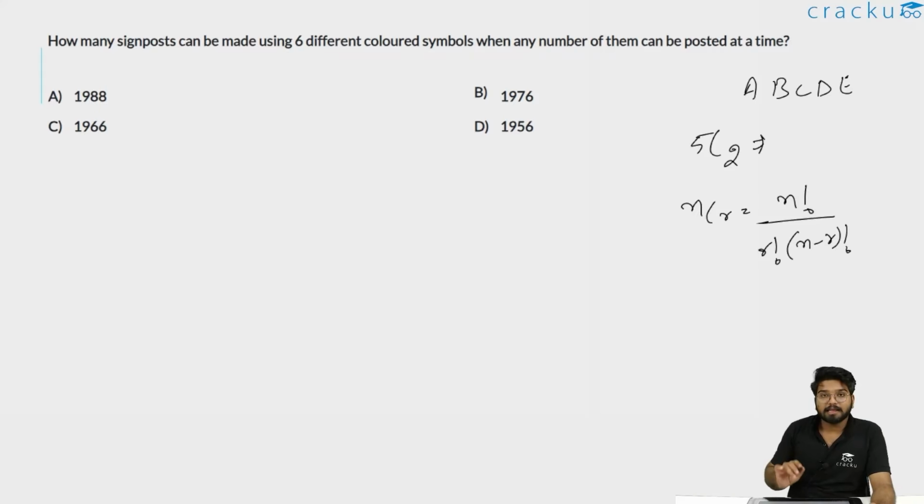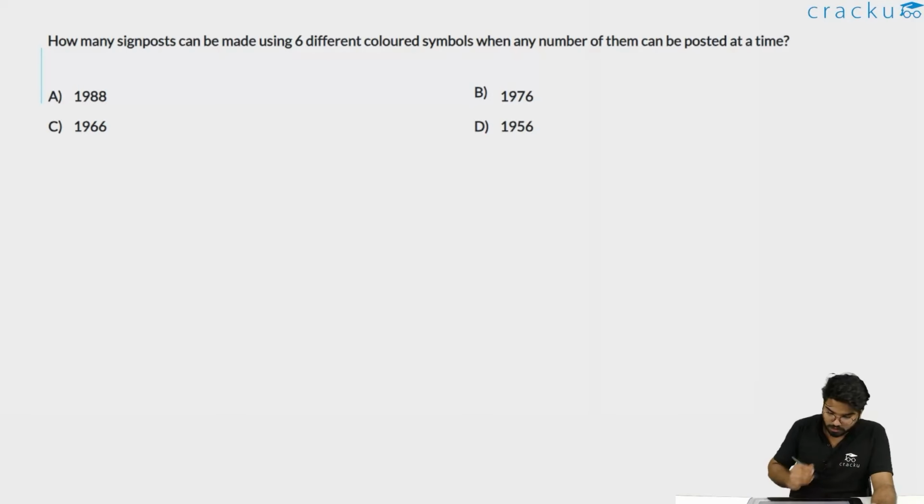Now if I have selected those things, but I also want their arrangement. For example, I have selected 2 things, but I want to arrange them also. A will come first and B will come second, and B will come first and A will come second. These are 2 different arrangements. So I want arrangement also. In that case, permutation comes in. Then we have 5P2 if I want to select as well as arrange them. So the formula for nPr is n factorial divided by n minus r factorial.